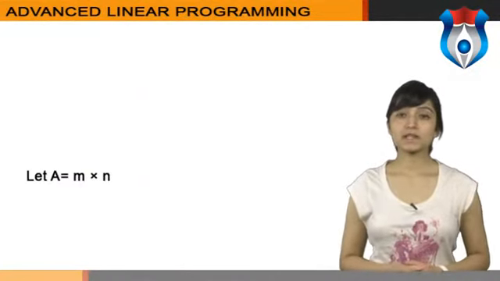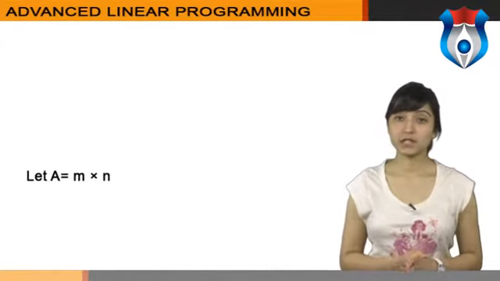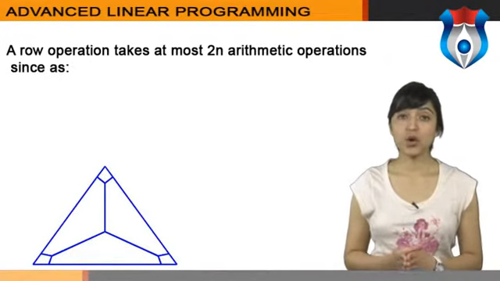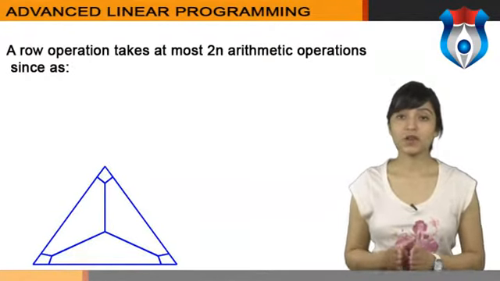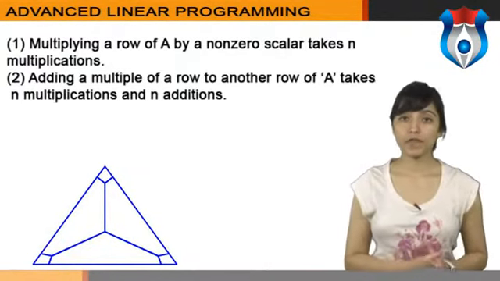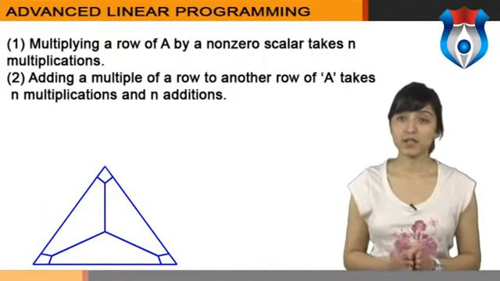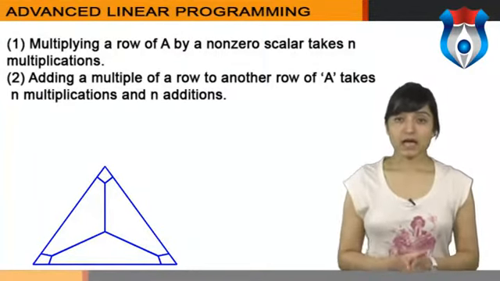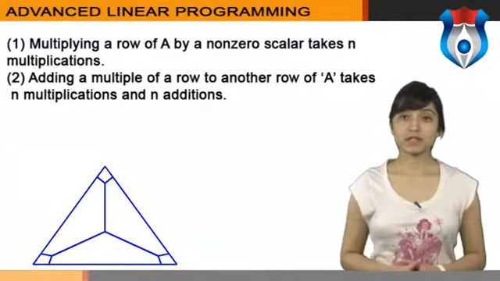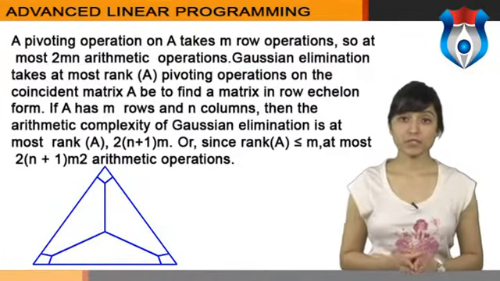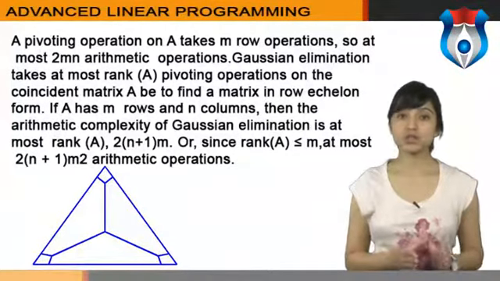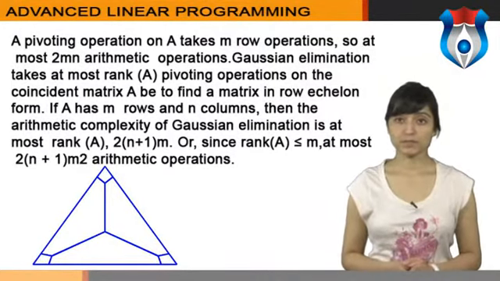The arithmetic complexity of matrix operations and pivoting. Let A be an m by n matrix. Then a row operation takes at most 2n arithmetic operations, since multiplying a row of A by a non-zero scalar takes n multiplications, and adding a multiple of a row to another row of A takes n multiplications and n additions. A pivoting operation on A takes m row operations, so at most 2mn arithmetic operations.